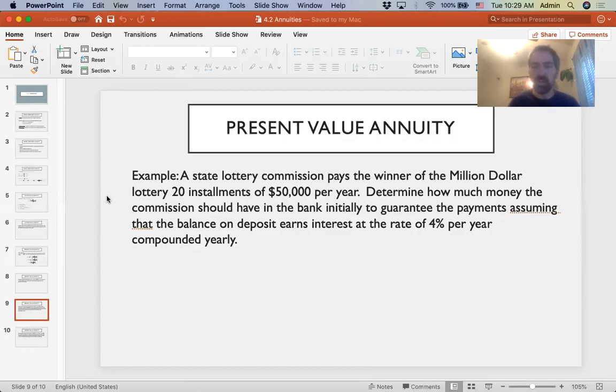So the question is, determine how much money the commission should have in the bank initially to guarantee the payments, assuming that the balance on deposit earns interest at the rate of 4% per year compounded yearly. How much would you have to have in a bank now in order to pay out $1 million over the course of 20 years? This is a present value annuity, because we want to use the money now and we're making payments on it later, over those 20 years.